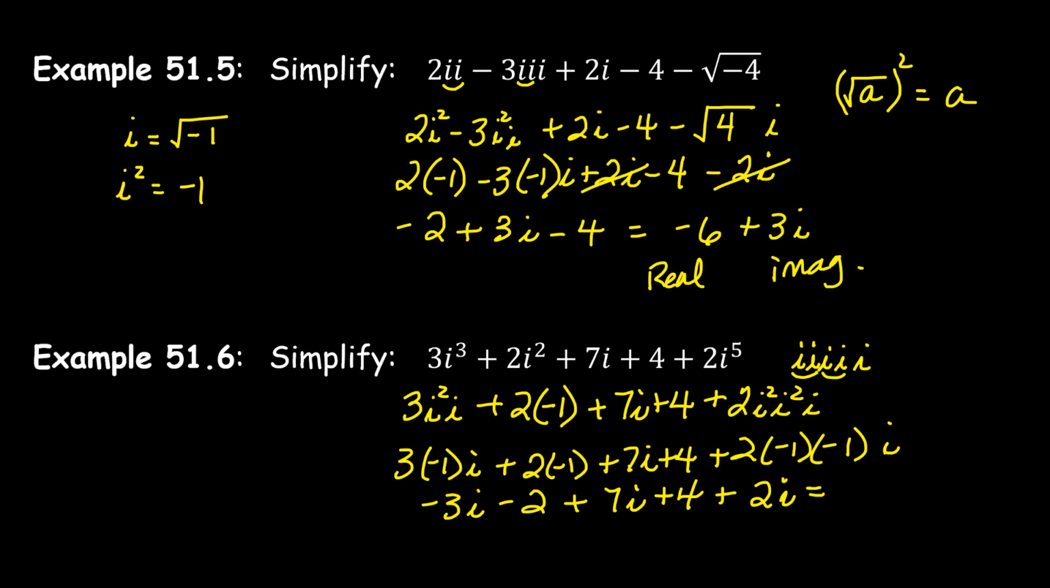And so if I add up all my real numbers, -2 plus 4, that's 2. And if I add up my imaginary numbers, I've got -3i, 7i, and 2i. That's 9 minus 3 is 6. So plus 6i.